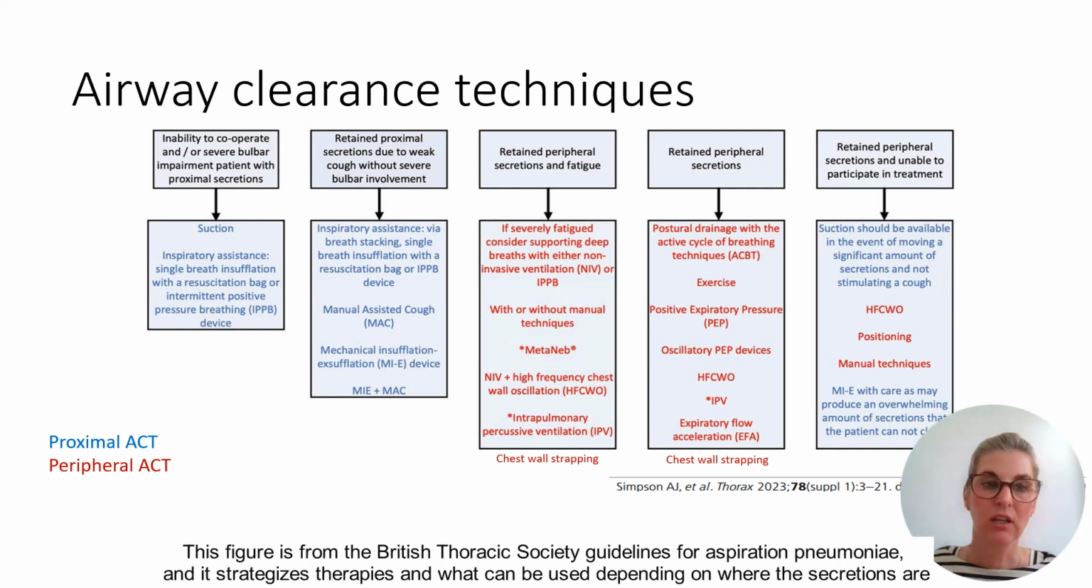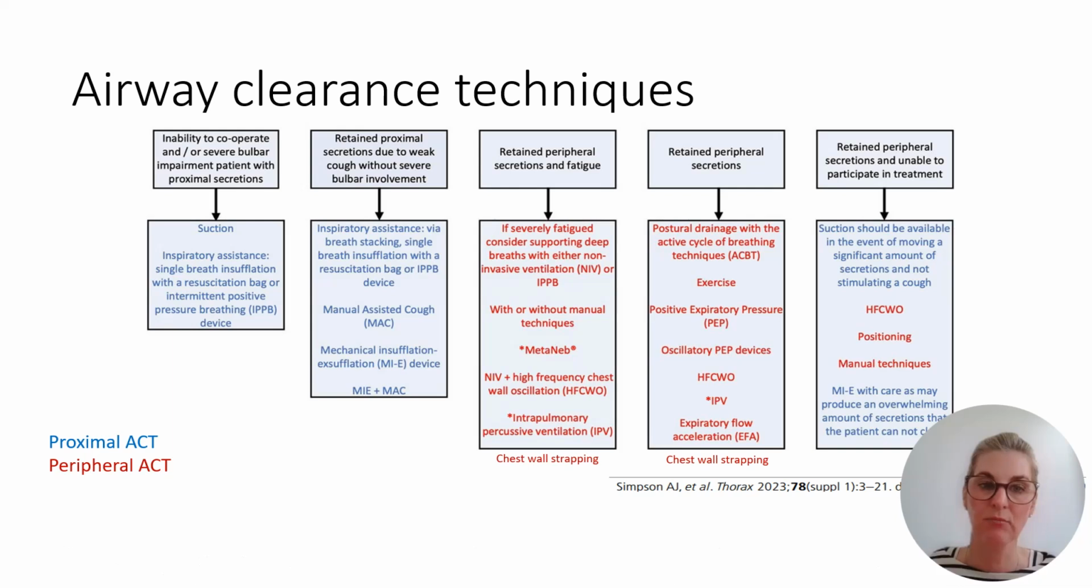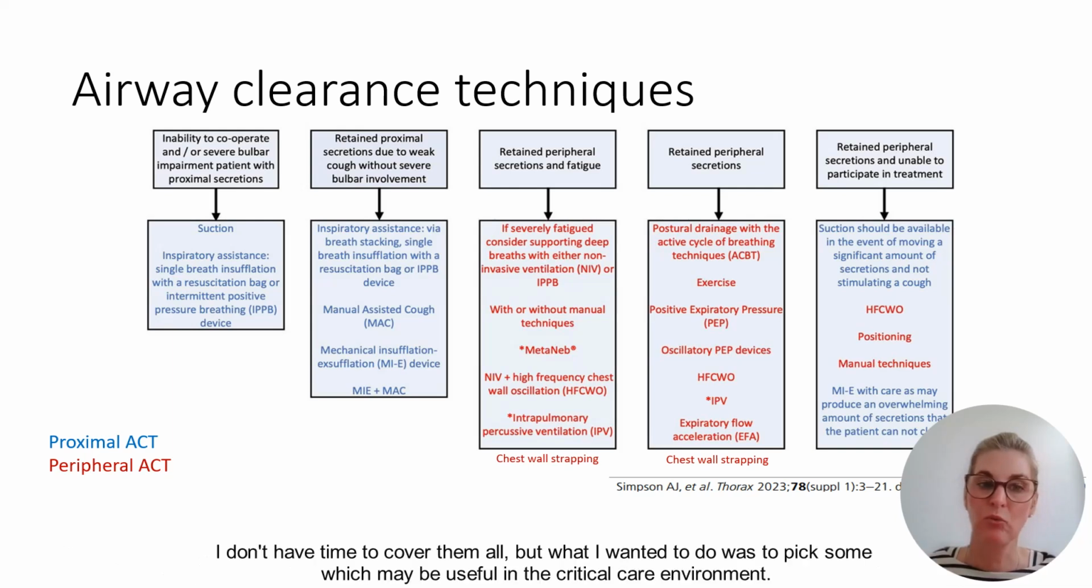This figure is from the British Thoracic Society Guidelines for Aspiration Pneumonia, and it strategises therapies and what can be used depending on where the secretions are and whether the patient is fatigued and whether they have bulbar weakness. As you can see here, as physiotherapists, we have lots of options to consider, with proximal airway clearance techniques highlighted in blue and peripheral in red. I don't have time to cover them all, but what I wanted to do was to pick some which may be useful in the critical care environment.